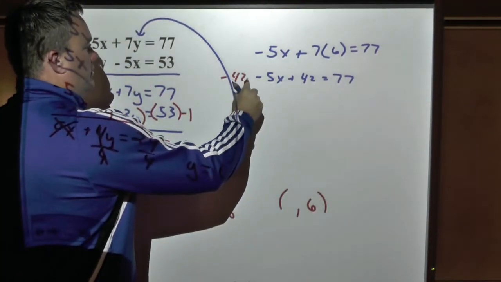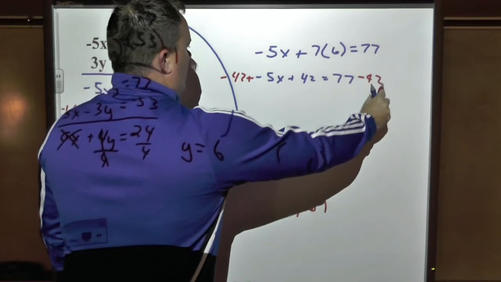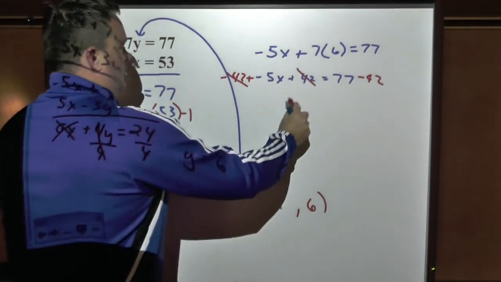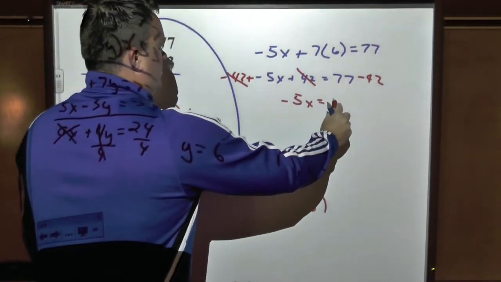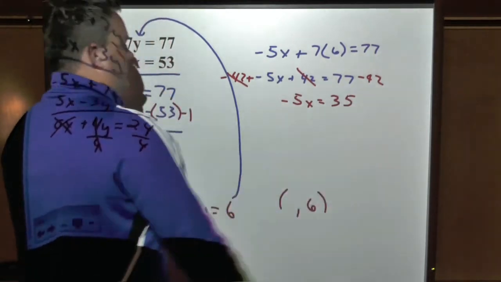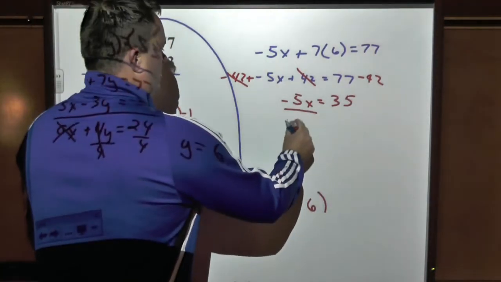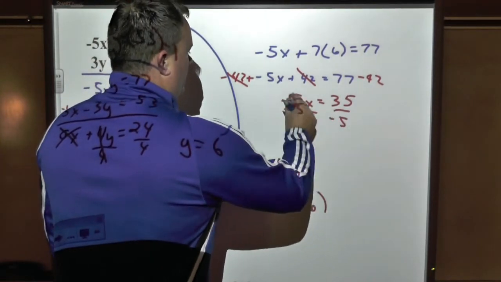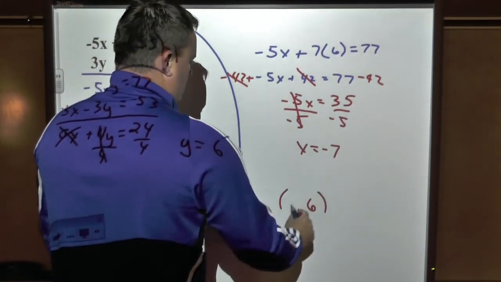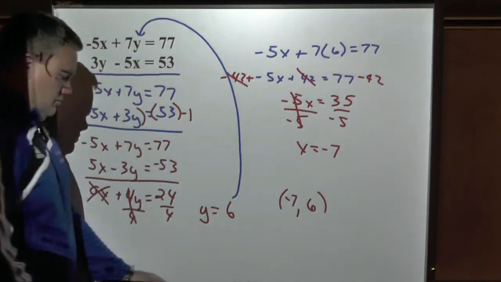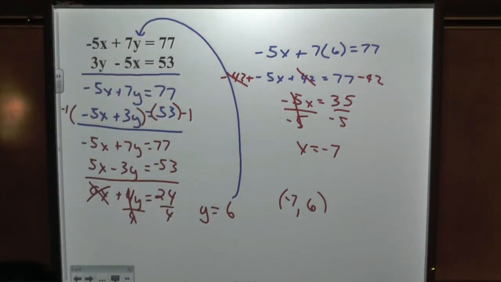Add a negative 42 to both sides, because you're now down to a two-step equation. That's 0. So you get negative 5x is equal to 35. And for this one-step equation, divide both sides by negative 5. X equals negative 7. Alright. If you graph these two lines, they're going to intersect at the point negative 7, 6.